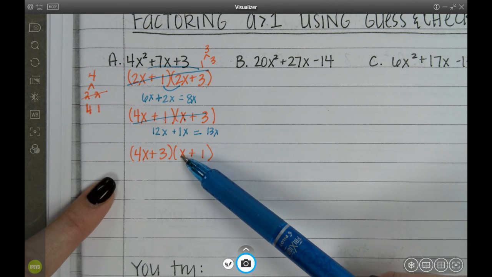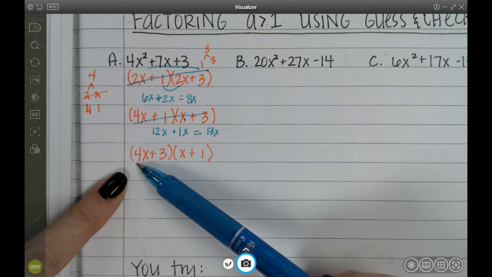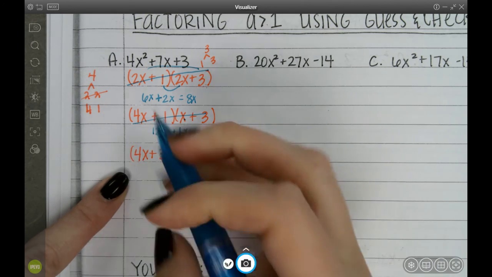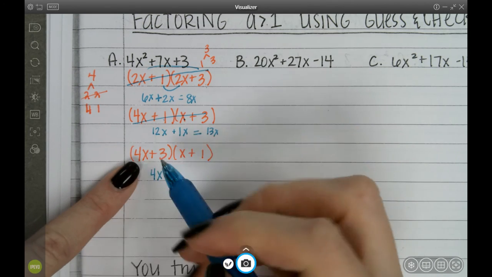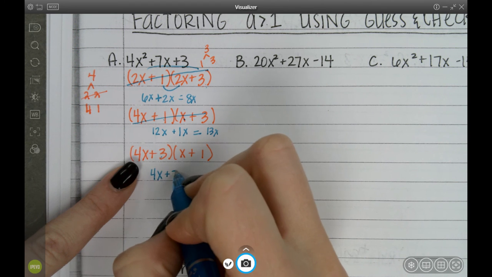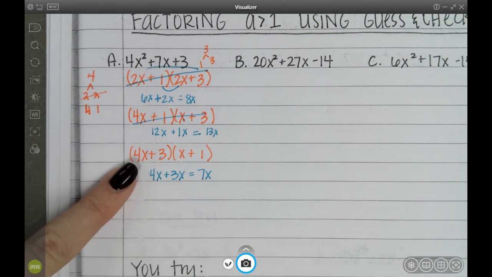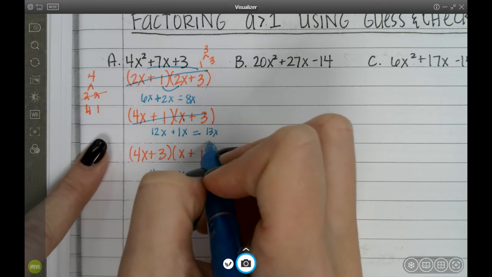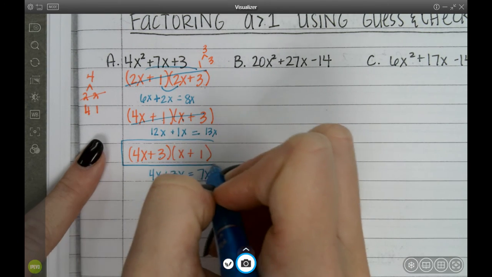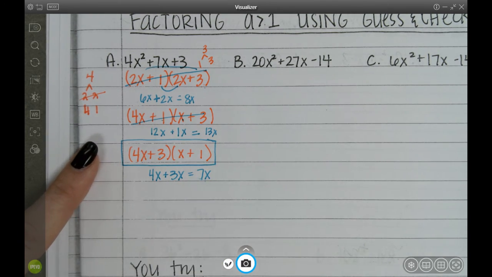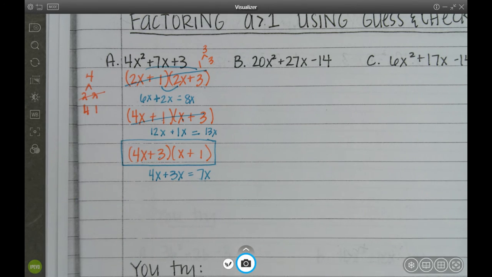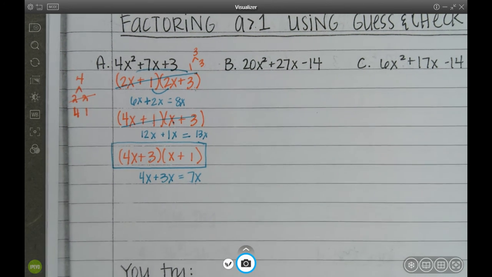4x times x is 4x squared. 4x times 1 is 4x. 3 times x is 3x. 3 times 1 is 3. Did that give me a middle term of 7x? Yes. So that one is my right answer. Okay, the more you do these, the better you get at recognizing which factors are going to be the correct ones, okay? We'll do some more together, don't panic.